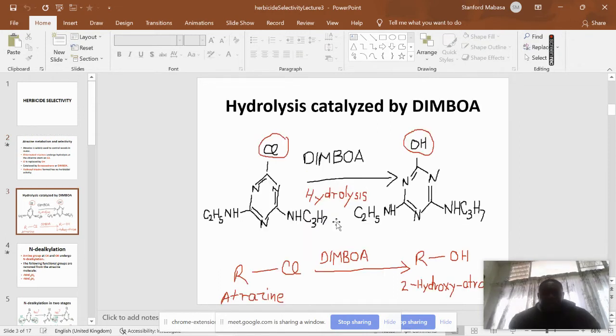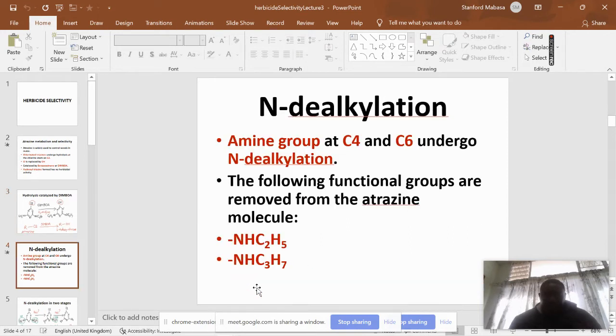So what happens? This is the molecule of atrazine, and this is the Cl, which is converted to OH, and DIMBOA is the catalyst for this reaction, or we can just simplify it like this. The other processes are the removal of the alkyl groups, the amine groups.